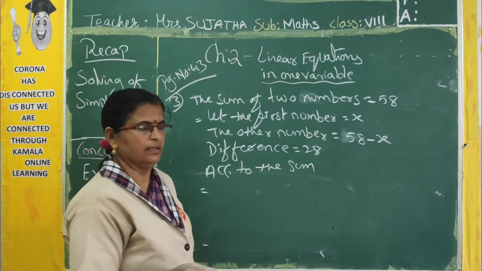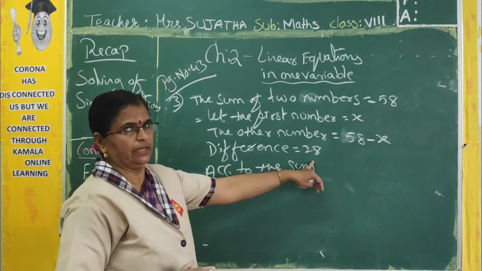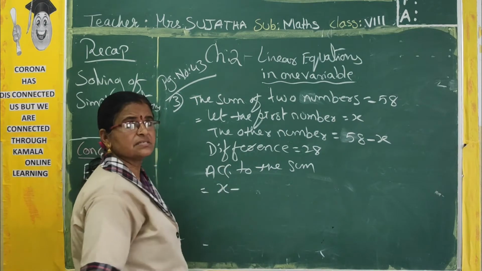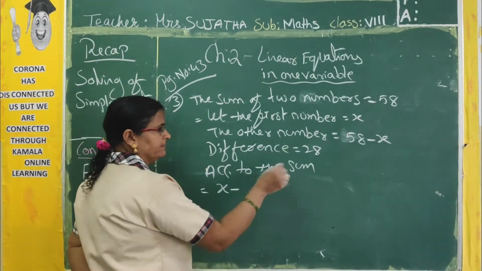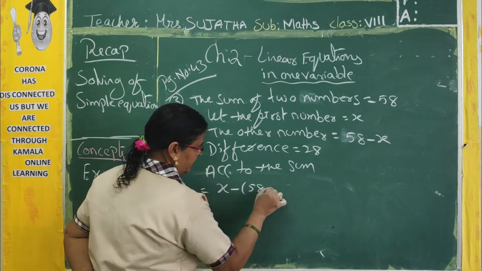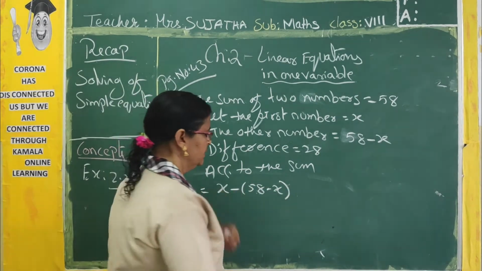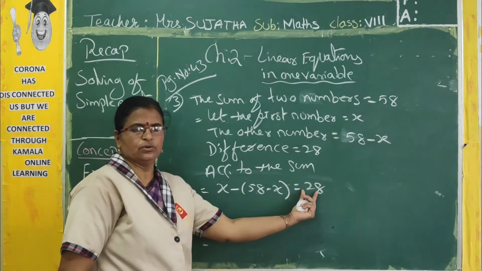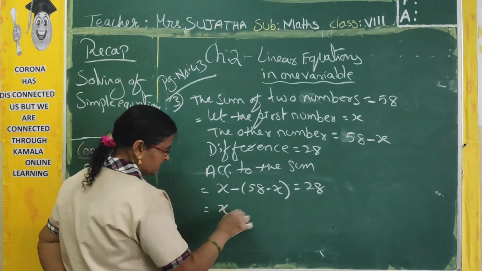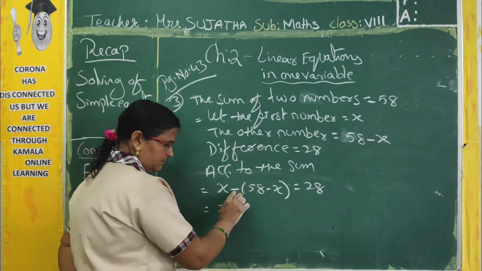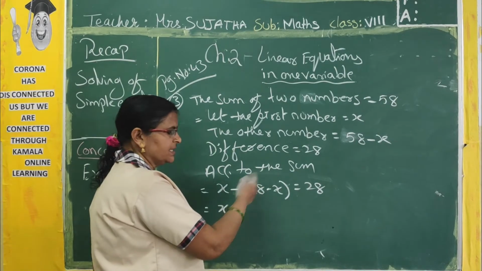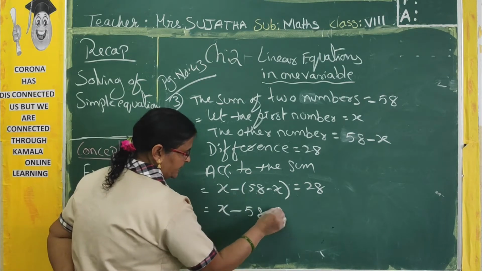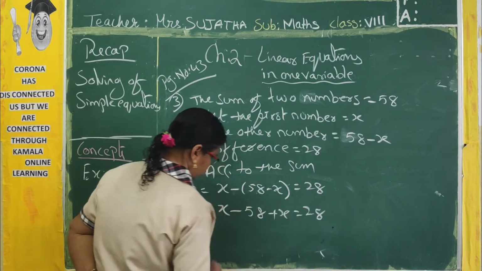Difference means x minus y. So first number minus second number will be 28. What is the first number? X. X minus, what is the second number? 58 minus x. The second number is equal to 28. The difference, first number minus second number, is equal to 28. Now see, x minus 58 with minus, multiply the signs and open the bracket. Minus into plus is minus 58, minus into minus is plus x, is equal to 28.